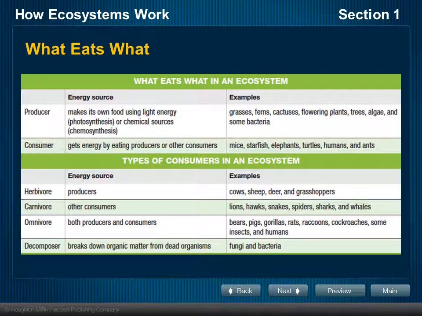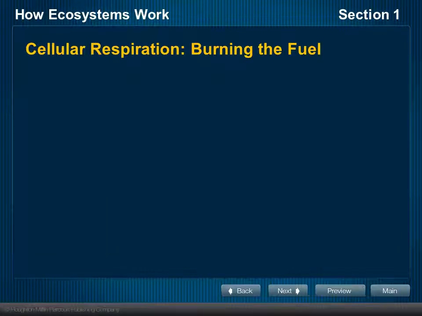This chart goes into more detail. It is in your textbook, and it specifically lays out for you producers, their energy source, examples, and consumers, their energy source, examples. Herbivores eat producers: cow, sheep, deer, grasshoppers, right? Carnivores eat other consumers: lions, hawks, snakes, spiders, sharks, whales. Omnivores eat producers and consumers: bears, pigs, gorillas, rats, raccoons, cockroaches, some insects, humans. And decomposers break down organic matter from dead organisms: fungi and bacteria in particular.